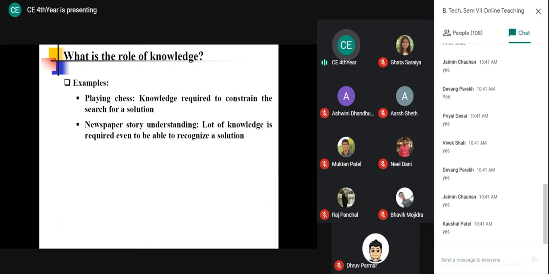Okay, I will repeat it again, that characteristic. Suppose my question is, what is the role of knowledge? Here it means, if you want to solve a particular problem, how much knowledge is required? Now my voice is clear, everyone? Am I audible properly? Okay.